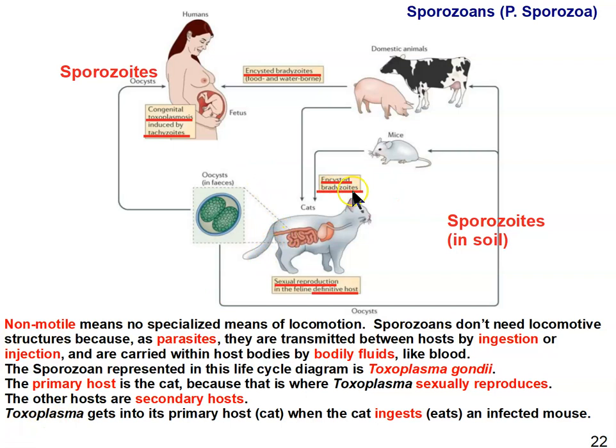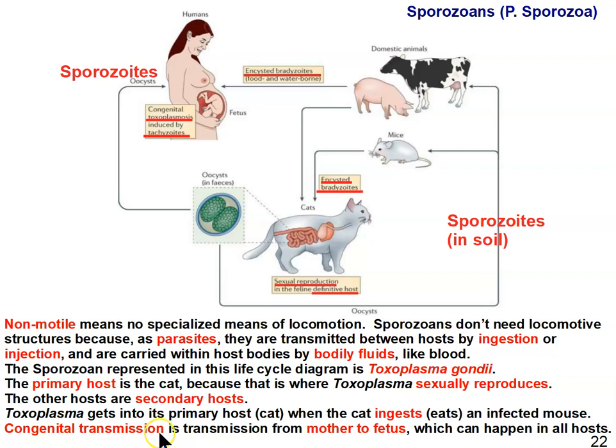But also the other form of the organism, called a bradyzoite, will encyst in the tissues of the animal that's infected. And when some other animal eats the tissues, they can contract the organism, just like when the cat eats the infected mouse. And finally, as I mentioned, congenital transmission is transmission from mother to fetus, which can happen in all hosts. That can happen in the cat, in the mouse, in cattle, in pigs, and in humans. So that's something to be concerned about with this disease.